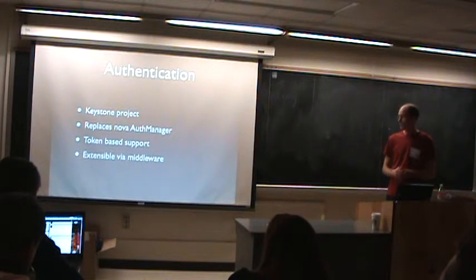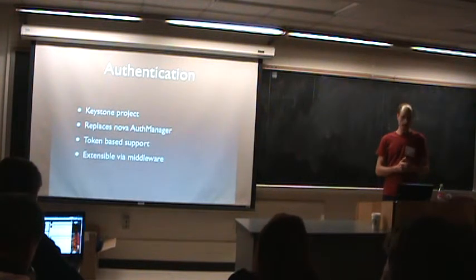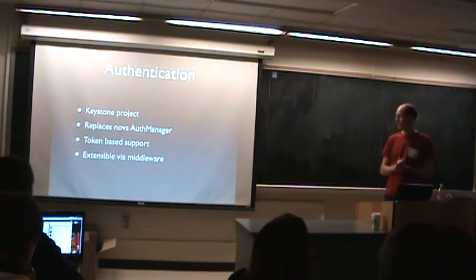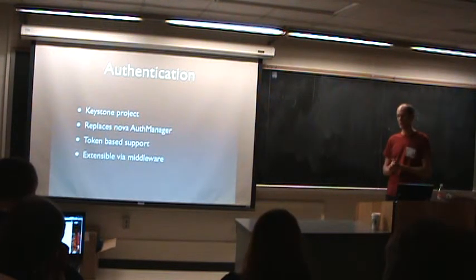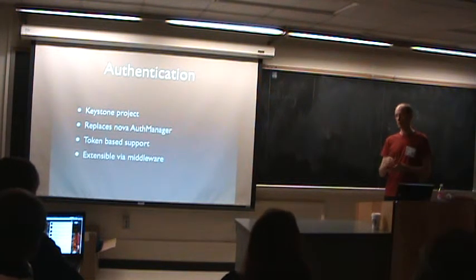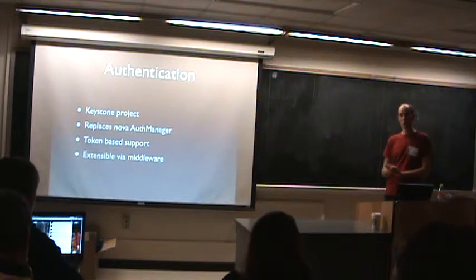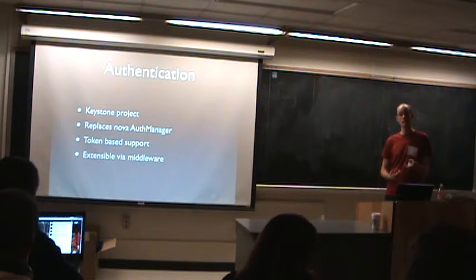So the Keystone project, as Russell said, is now in, and it's going to be part of Essex. It replaces the Nova Auth Manager, and it's basically token-based authentication. What that means is you authenticate with Keystone and can then hit Nova APIs, and when Nova makes a call on your behalf to Glance, that token gets passed through, and that's how Glance can say, oh, you can actually access this image.